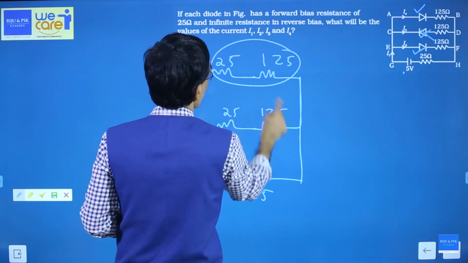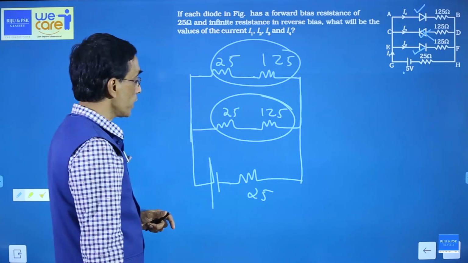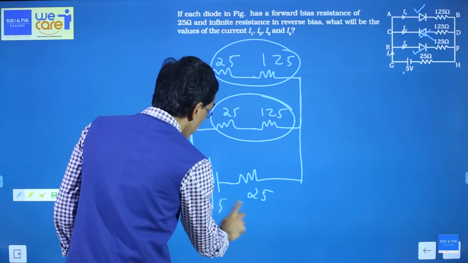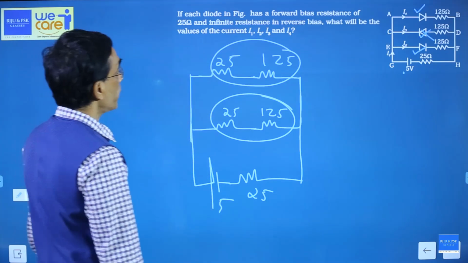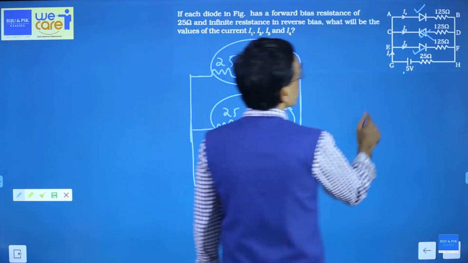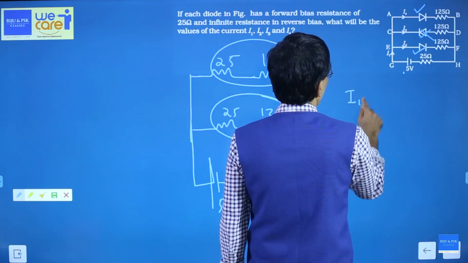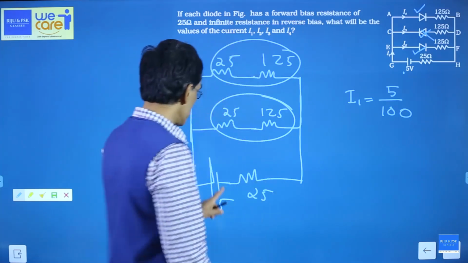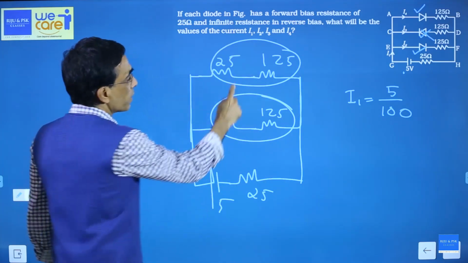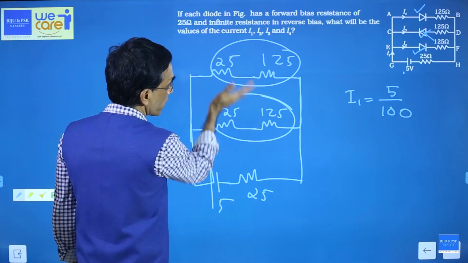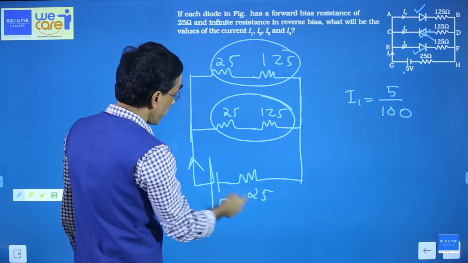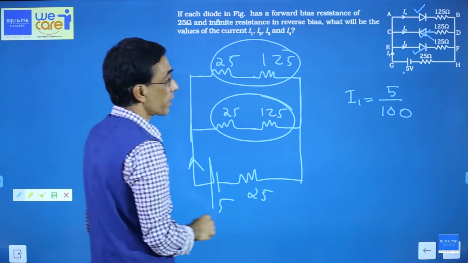So 150 and 150 in parallel gives you 75, 75 in series with 25 gives you 100, so that will become 5 by 100. 5 by 100 is the total current. So the total current I1 will give you 5 by 100. I1 is this current. 150, 150 parallel 75, 75 in series with 25, 100, 5 by 100. This current is 5 by 100.